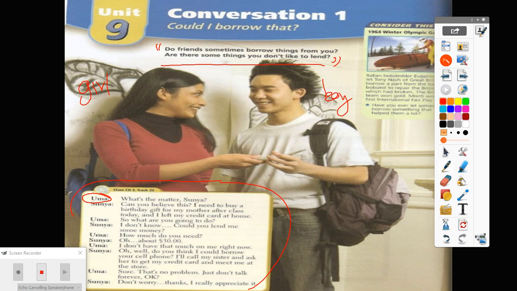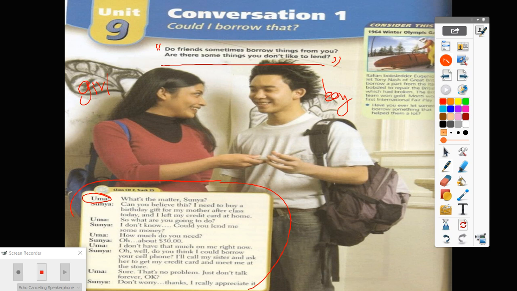Sonia, oh well, do you think I could borrow your cell phone? I'll call my sister and ask her to get my credit card and meet me at the store. Uma, sure, that's no problem. Absolutely. Never mind, I'll give you my phone. Just don't talk forever, okay?